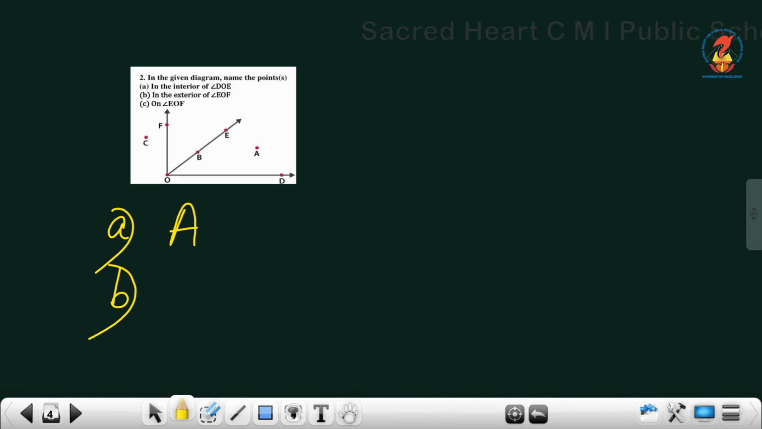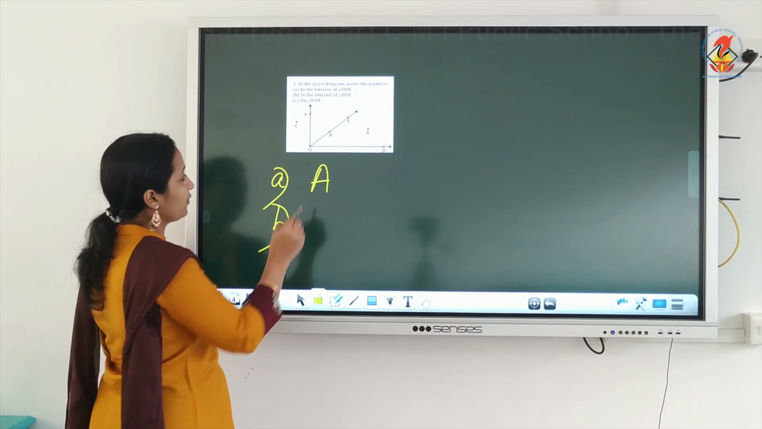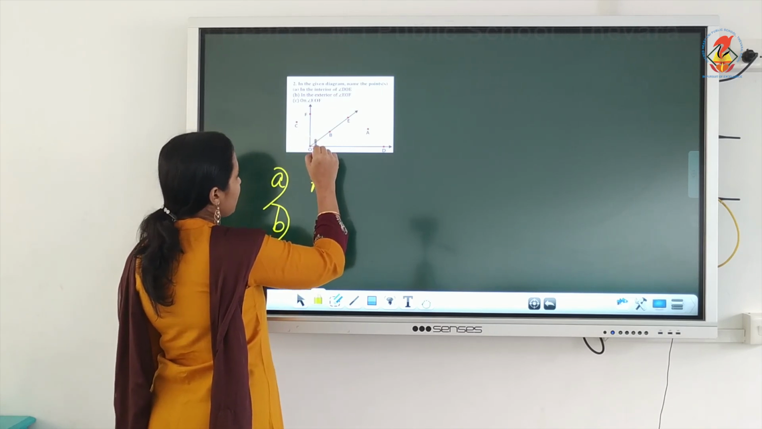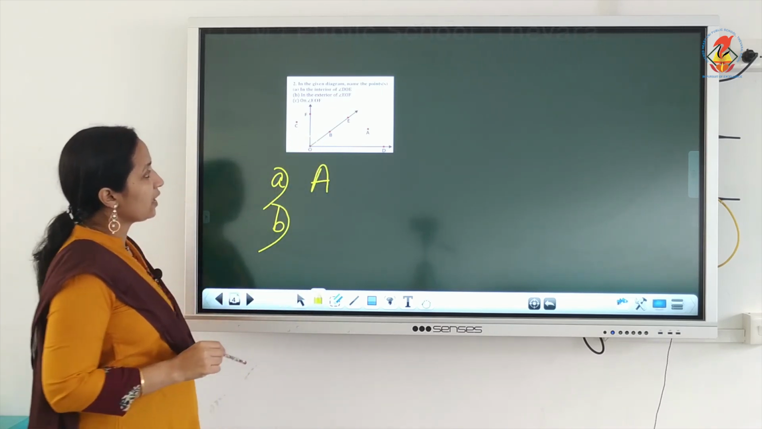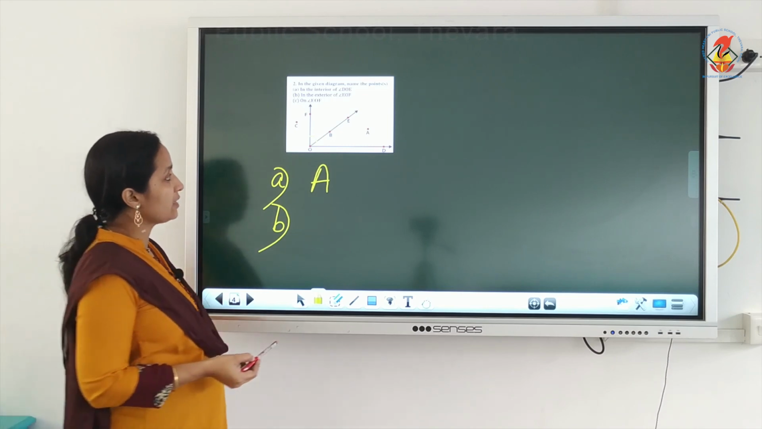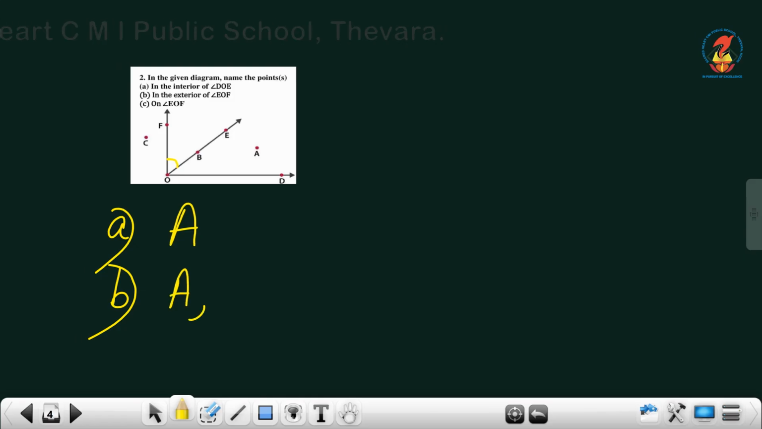Okay, children. Now look at question number B. In the exterior of angle EOF. EOF is this angle. Exterior of angle EOF. How many points can you see? A is exterior. This D is exterior. And this C is also exterior.